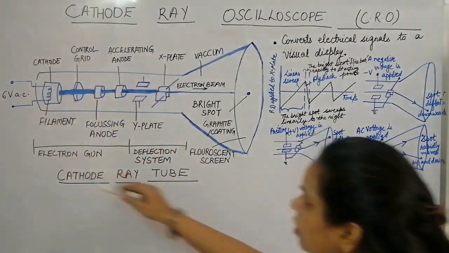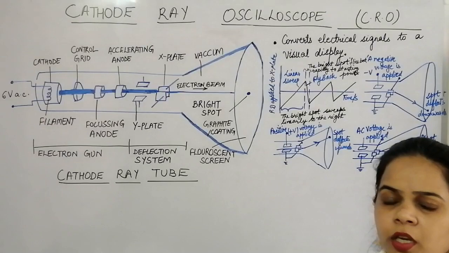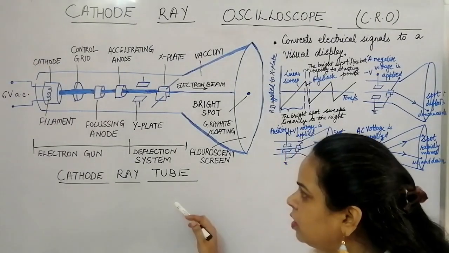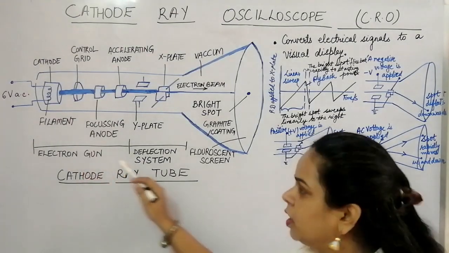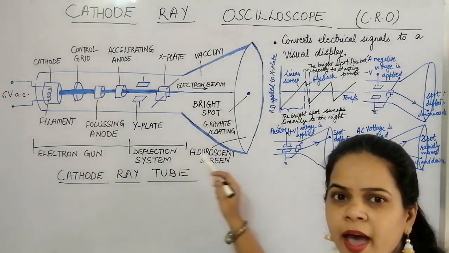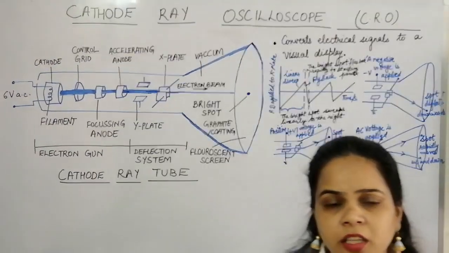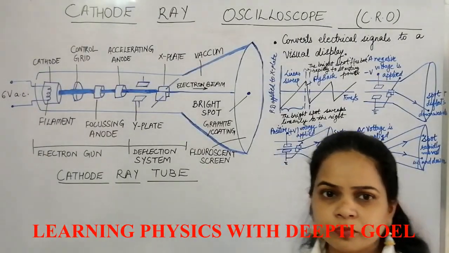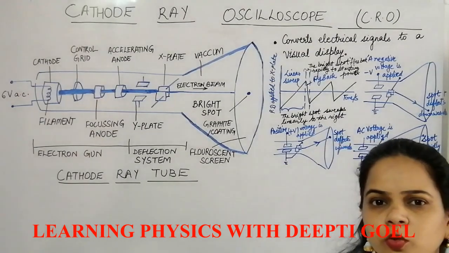So this is your cathode ray tube. In this cathode ray tube, there are three main parts: the electron gun, the deflecting system, and the screen, the fluorescent screen. So these are the main three constituents of the cathode ray tube. This is the block diagram of the cathode ray tube.